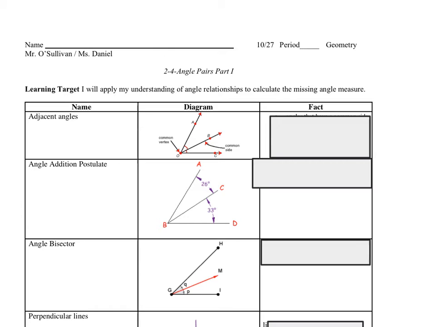And the first term we're going to be looking at is adjacent angles. You might have heard of the word adjacent before. Adjacent angles are simply angles that share a common side and a common vertex, and they don't overlap. Together, they form a single larger angle. So what I'm going to do is zoom in and we're going to label our adjacent angles.